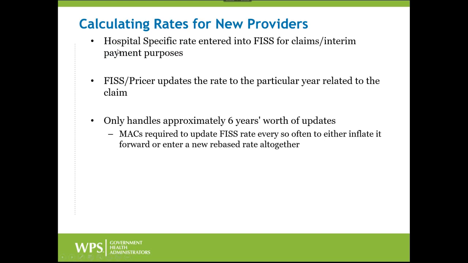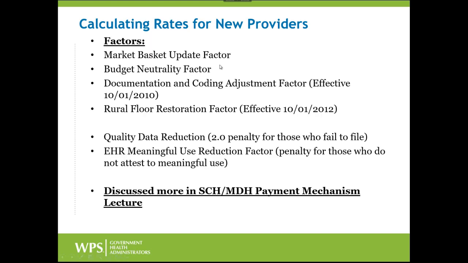So whatever the hospital-specific rate is, that's entered into FIS, or the pricer if you want to use that term, for claims and interim payment purposes. And as I said a few times, the pricer knows what rate you're entering, what year it corresponded to, and it knows what inflation factors need to be updated from that point forward to match the current year in question. What we're going to see in the next video is a discussion of how that base rate, the inflated rate, gets brought forward to the current period in question.